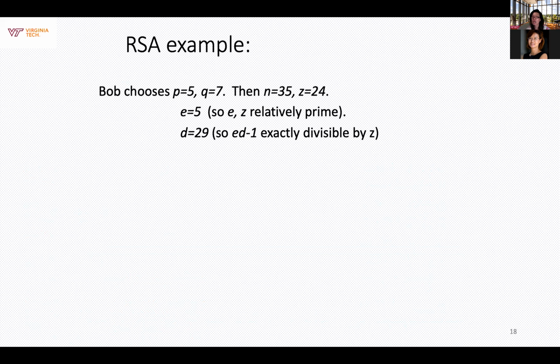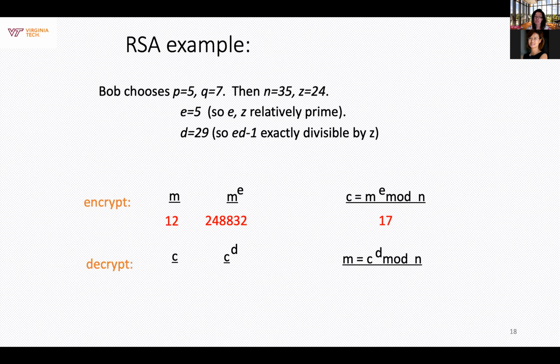If you know N is 35, then just to illustrate, a lot of times the public key is short and the private key is long, and D is long, so it takes a longer time to decrypt. Encrypt is faster. So suppose the message is 12. You take base 12 to the power of 5, and then do modulo, that gives you 17. That's a ciphertext.